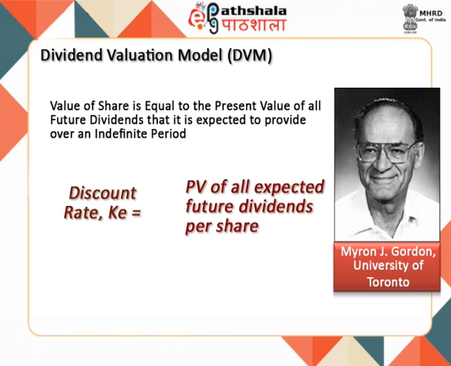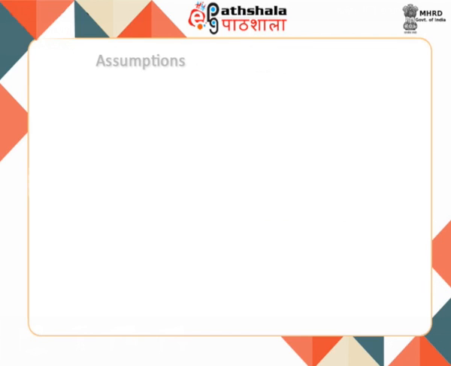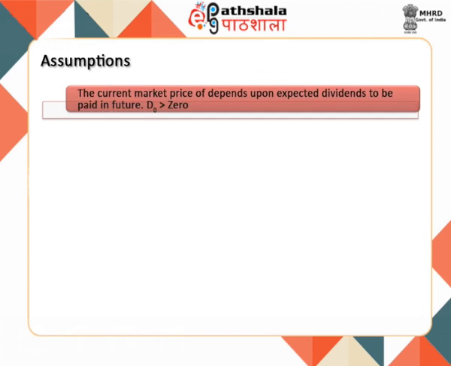Thus, KE is the discount rate that equates the present value of all expected future dividends per share with the current market price of a share. Every model is based on some underlying assumptions. This model too has a set of assumptions. These are: the current market price of the share depends upon the expected dividends to be paid in the future.